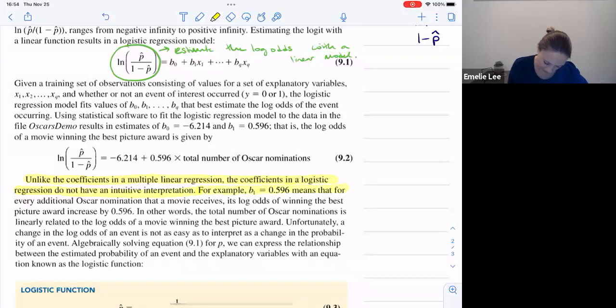For example, if you find a slope of 0.596, what does that mean? It means that for every additional value in X, in this case, for each additional Oscar nomination, its log odds of winning the Best Picture award increases by 0.596. That's hard to wrap our heads around because then we have to unravel the log odds. That's not something that we're keen on doing, right? And so what we do is we just do it once, and then we can use that for interpretation.